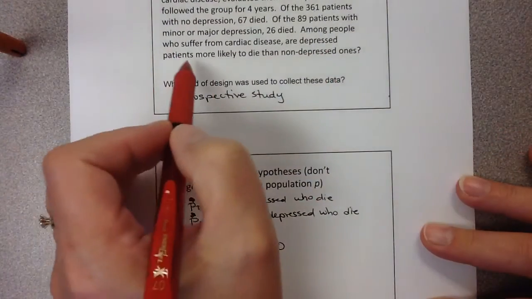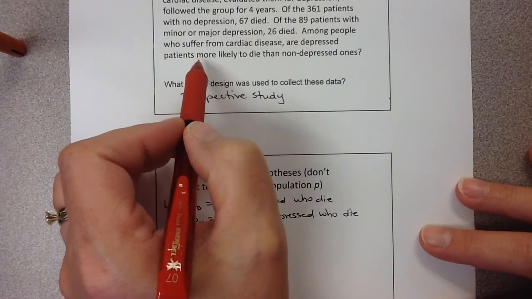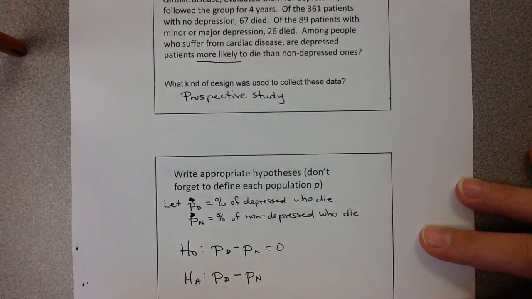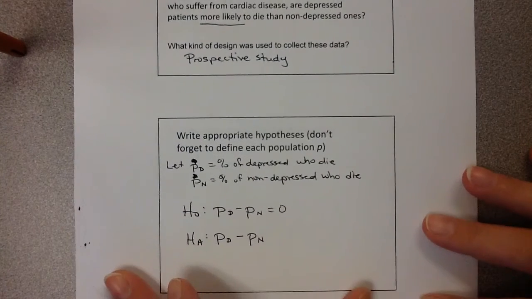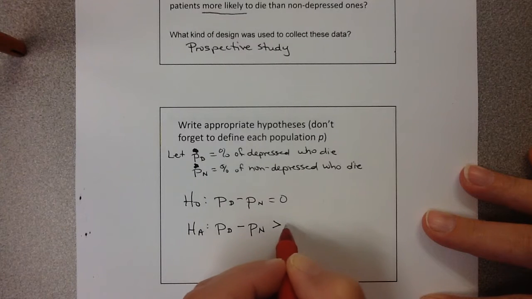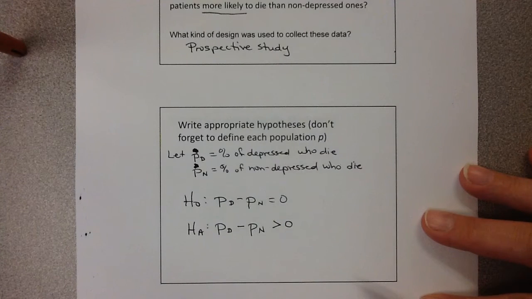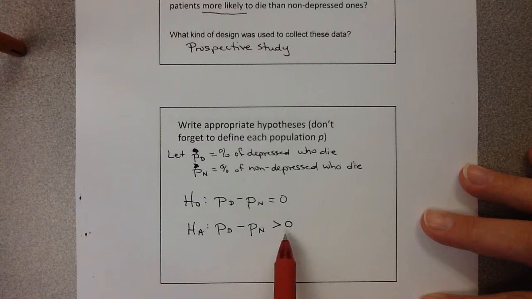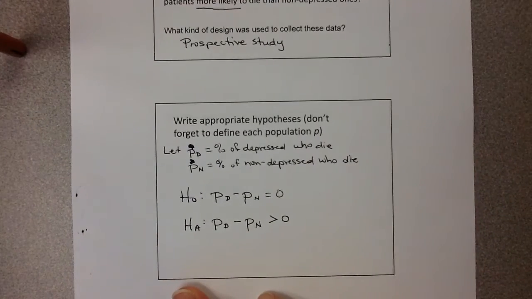In the stem of the problem, we're asked if we have evidence that depressed patients are more likely to die than non-depressed ones. So if the depressed ones are more likely, then the D should be a bigger percentage than the N group. So a bigger number minus a smaller number should be bigger than 0. So that difference should be greater than 0. Null hypothesis always is difference equals 0. Alternative is difference is less than, greater than, or not equal to, depending on how the problem is phrased.